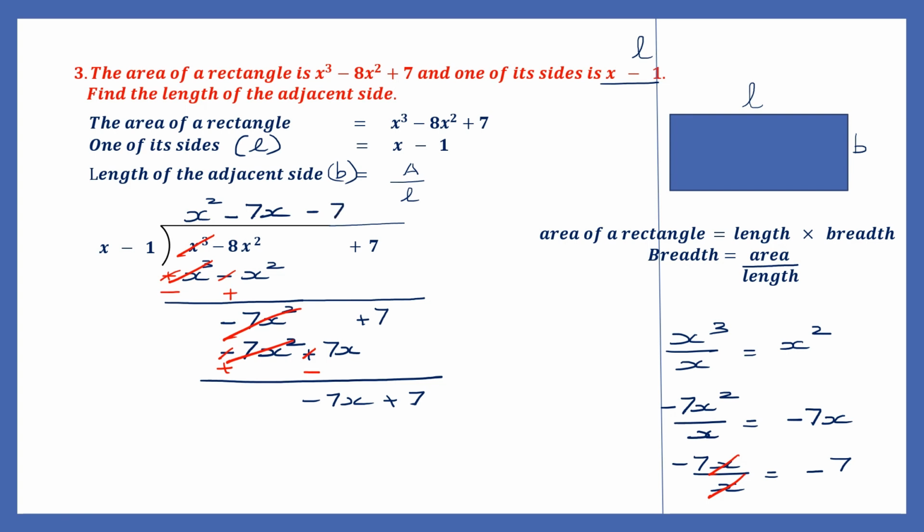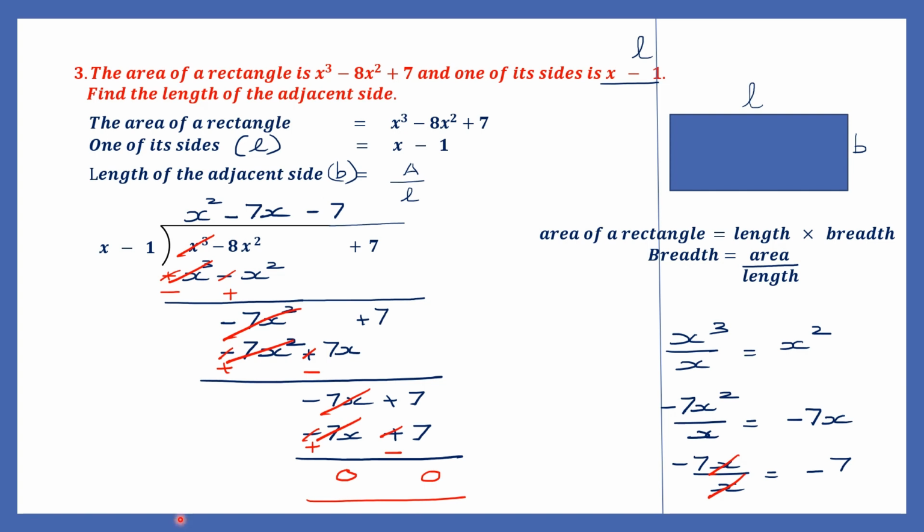Put that in the quotient. Now multiply minus 7 into each one here. Minus 7 into x is minus 7x. Then minus 7 into minus 1 is plus 7. 7 ones are 7. Now change the sign. This becomes plus and this is minus. Now minus 7x plus 7x is 0. This gets cancelled. Similarly here plus 7 minus 7 is 0.